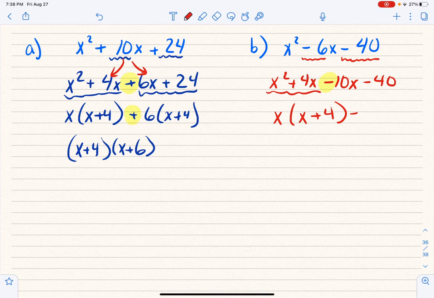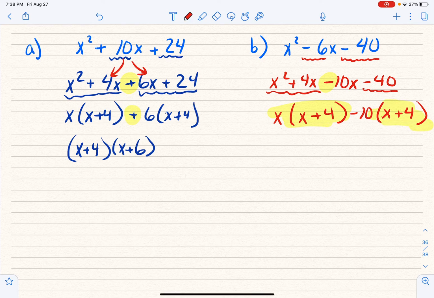So in this case, what do the two things have in common? A 10, which means I'm going to factor out a negative 10, leaving me with x. And when I take a negative 10 out of negative 40, I get a plus 4. And see, now these two match. If I didn't take out a negative 10, then these two wouldn't match.